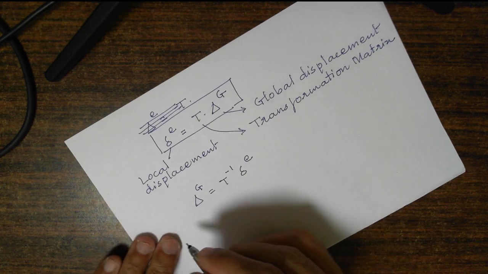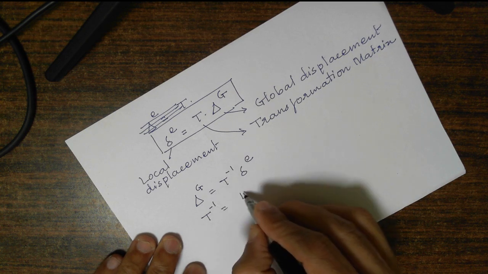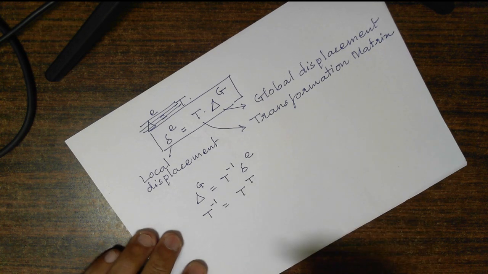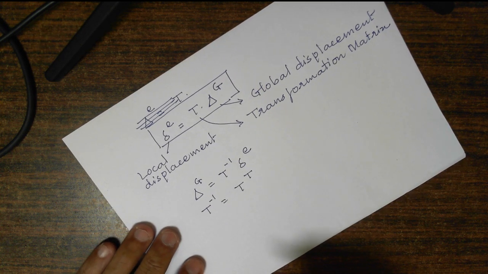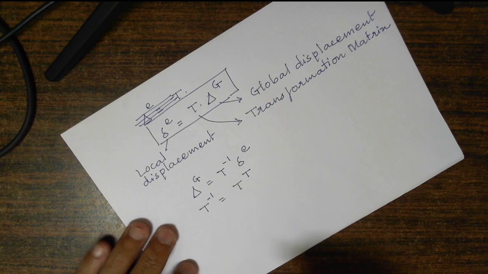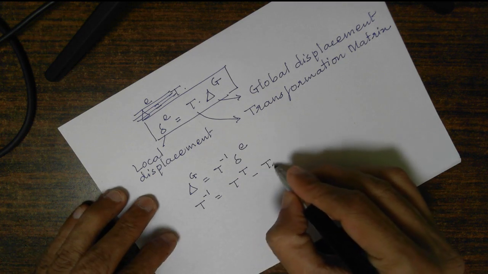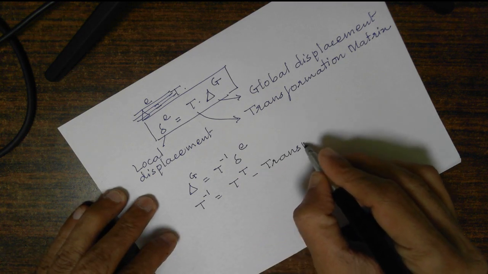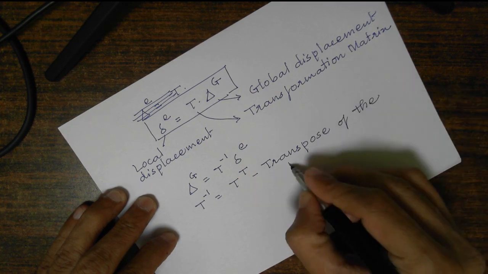Now, the property of this transformation matrix, a beautiful property: T inverse is equal to T transpose. Inverse of the transformation matrix is transpose of the transformation matrix. All of us have seen in our earlier discussion what is the transpose of a matrix. When we convert the columns into rows and naturally rows into columns, we get the transpose of the transformation matrix.